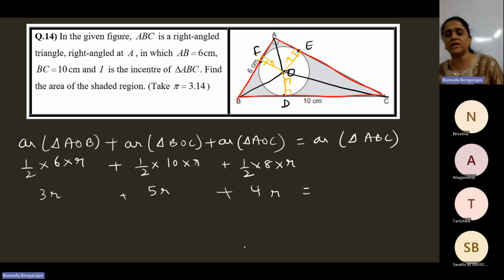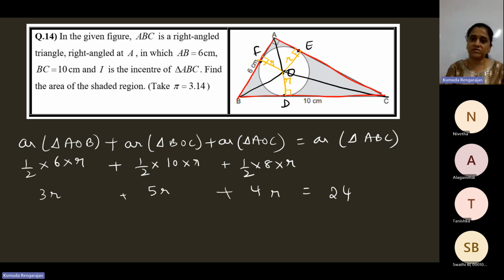You can find the area of the triangle ABC using half base into height. Half into 6 into 8, 24. So like this, you can find R. 3R plus 5R plus 4R, 12R is 24. R is equal to 2.